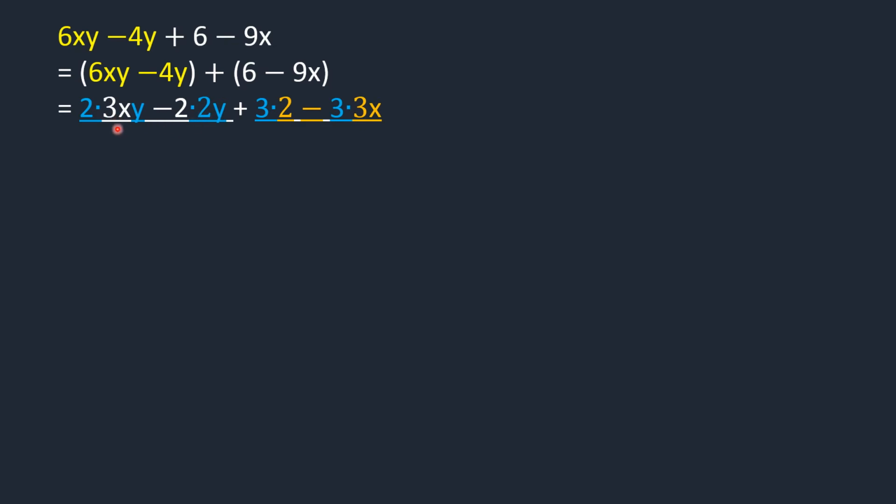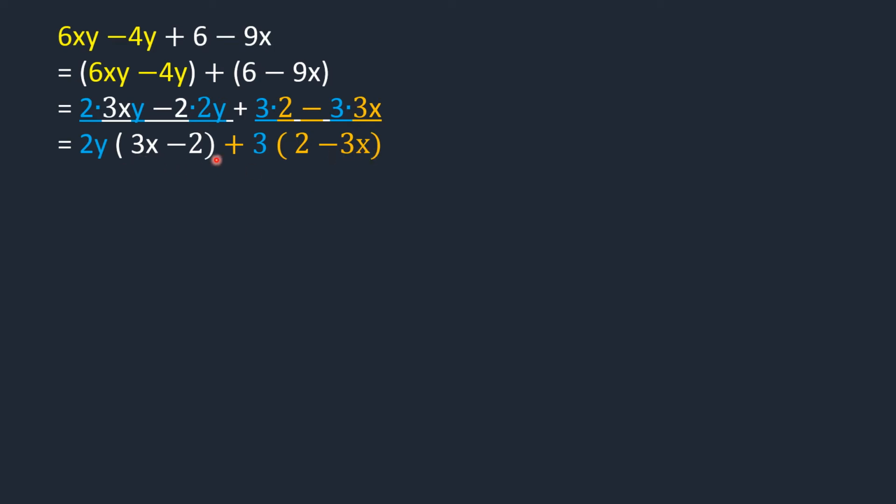In the first group, we get 2y as the common factor, and in the second group, we get 3 as the common factor. So we will write 2y, the common factor, and what remains is 3x minus 2 in the second bracket. In the second group, we get 3, the common factor. What remains we write in the second bracket, that is 2 minus 3x.